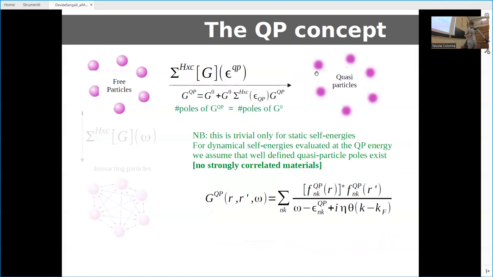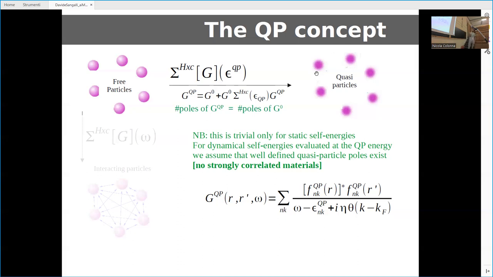Then the way many-body perturbation theory is implemented is to start by taking most of the effects of the self-energy into account by defining the quasi-particle approximation. So the idea is to solve this Dyson equation with the self-energy at a fixed point, the quasi-particle energies, in such a way that I can compute something which has the same number of poles. The fact that these two objects have the same number of poles is trivial if I take a static self-energy. It is not so trivial if I take a dynamical self-energy evaluated at the quasi-particle peak. So it is true if I assume that for every independent-particle peak there is a well-defined dominant quasi-particle peak, and then I can associate it with a defined energy.